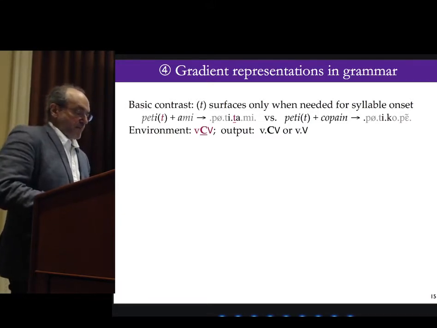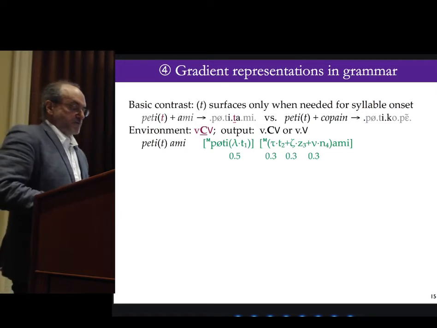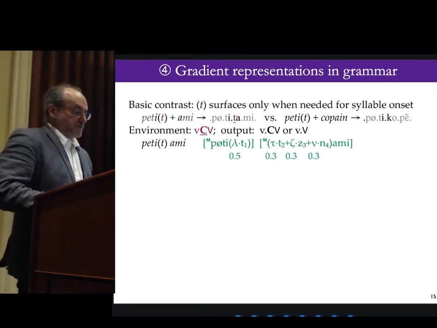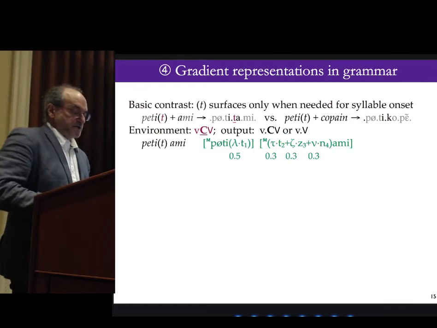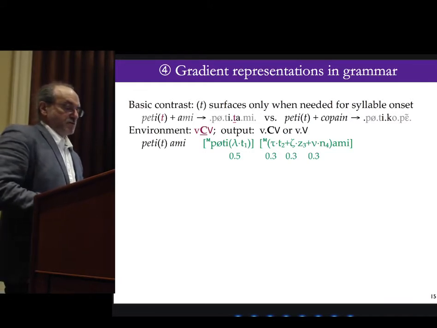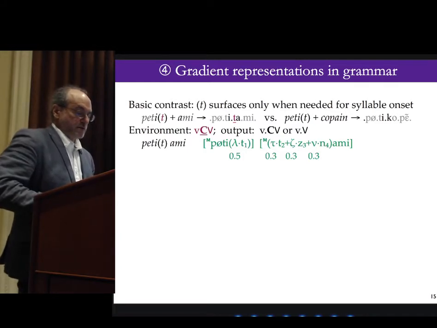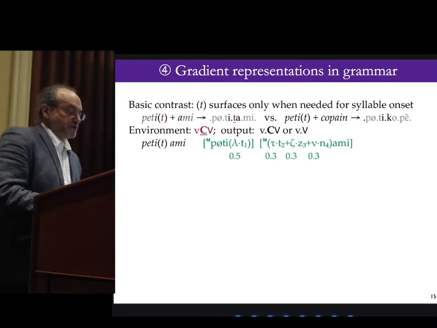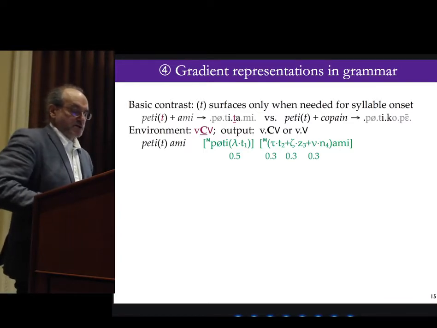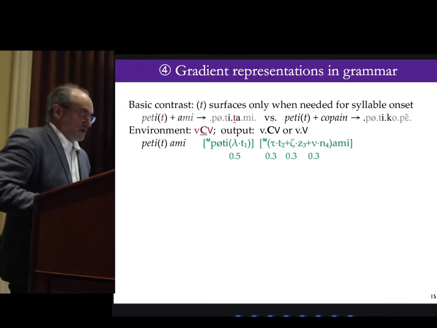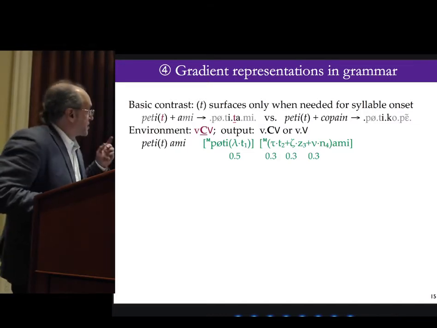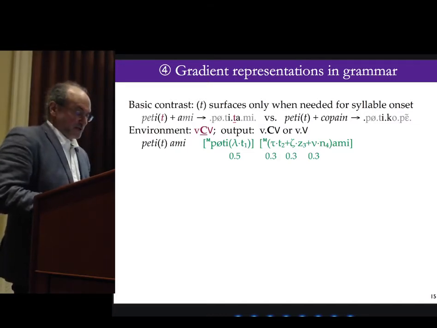The analysis posits this underlying form for "petit ami." "Petit" has a final gradient T. Its activity level is lambda, which will have the value of 0.5 in the particular instance of the analysis shown here. So what we have in the final position is a half-strength T. In the first position of the underlying form for "ami," we have a gradient blend of the three productive liaison consonants, each with a low activity level, 0.3. The subscripts are IO correspondence indices.